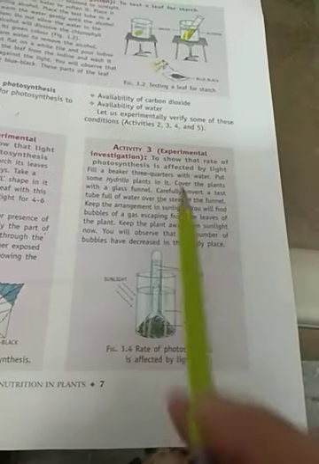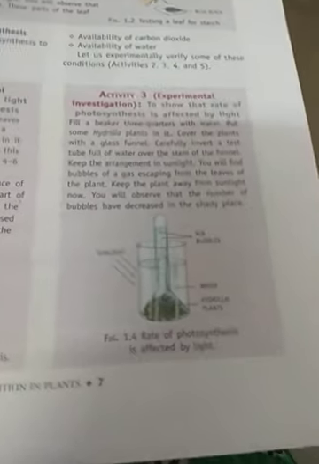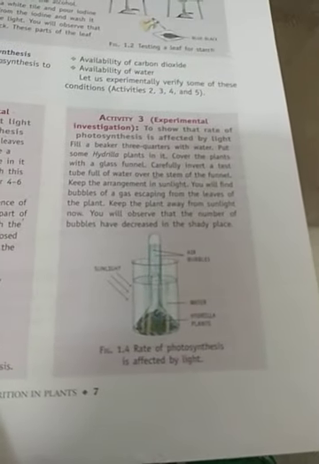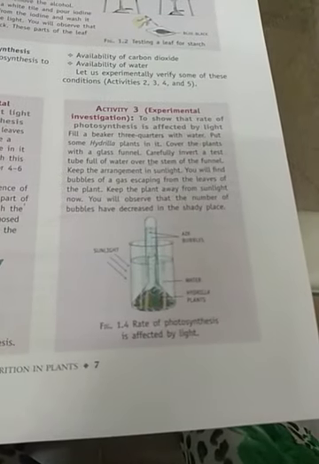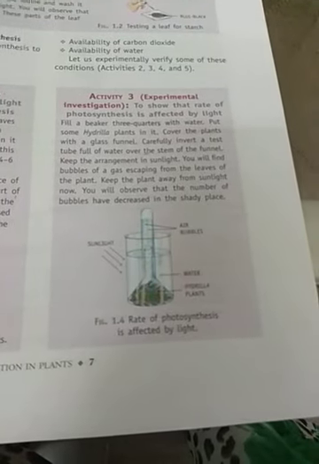Similarly, we are going to study experiment number 3. Here they are going to tell us that the light which is available, as we have just done, is necessary. Now they are saying if less light or no light is available, the experiment will show us how the rate of photosynthesis increases or decreases.